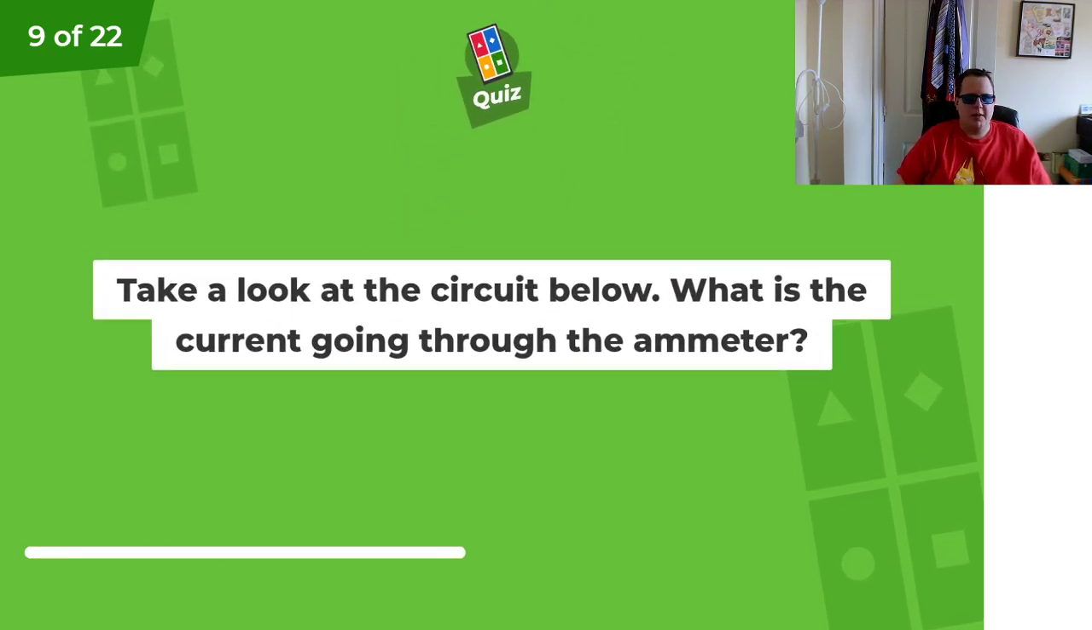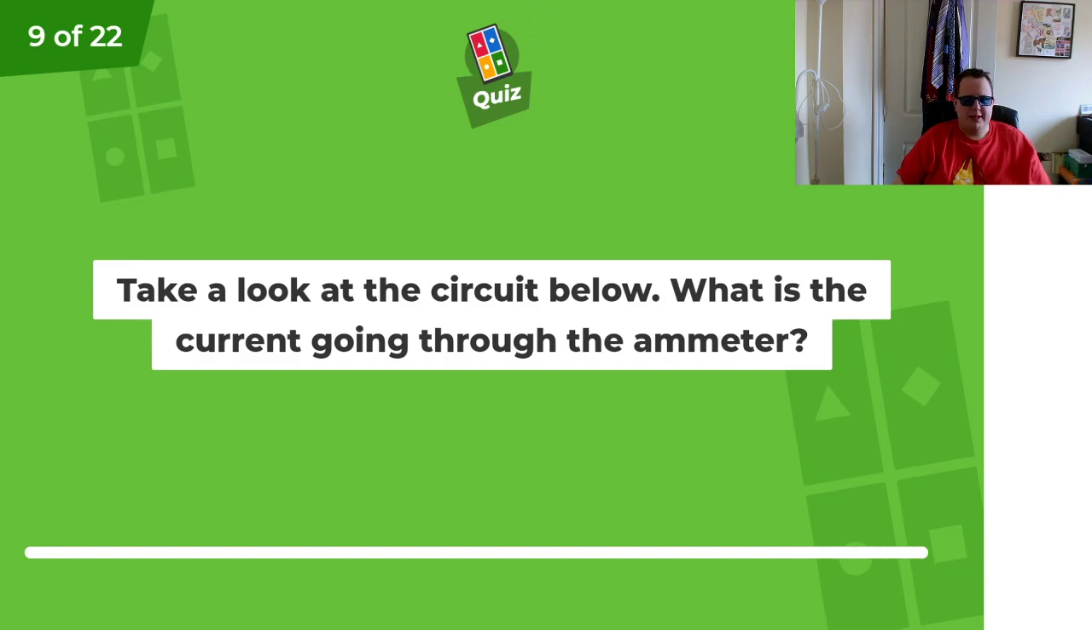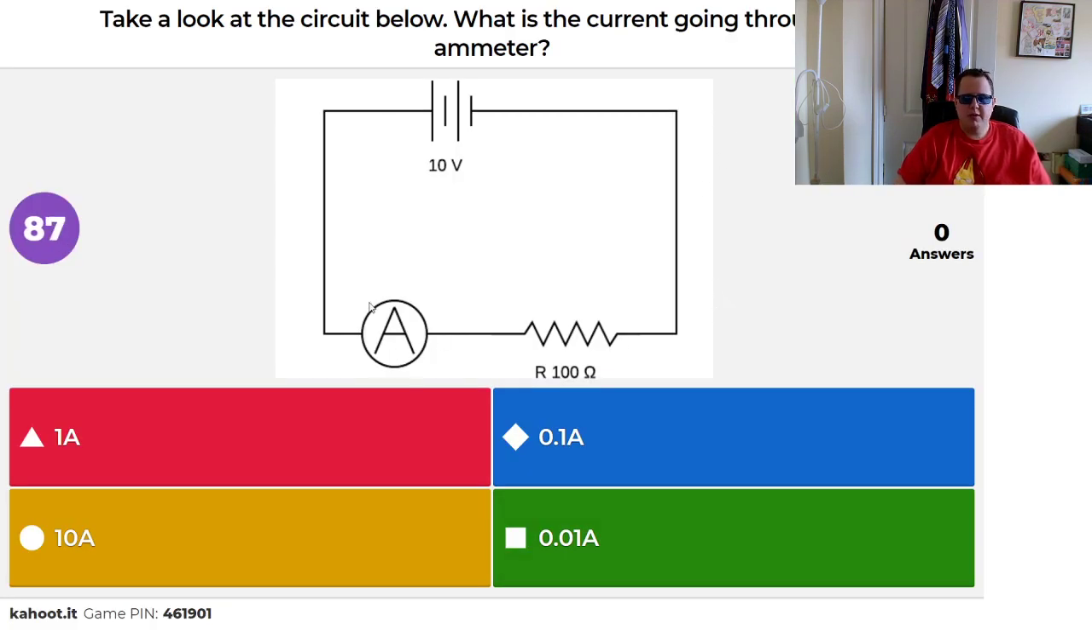Alright, take a look at the circuit below. What is the current going through the ammeter? Through this ammeter, what is the current?